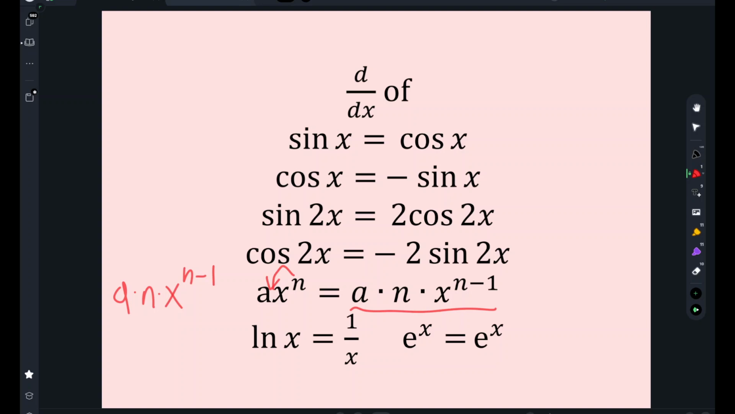So that's how I'd recommend you think about it. You bring the n down and multiply, and then you have to decrease, right? And then the last one is this, or the last two. First off, well, actually, we'll look at this. This one you just learn. If you have e to the x, it's just e to the x. That's just how it is, which is actually really cool.